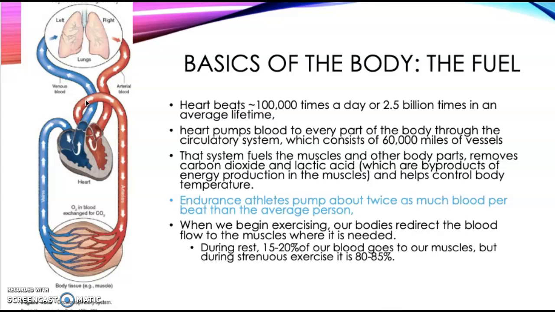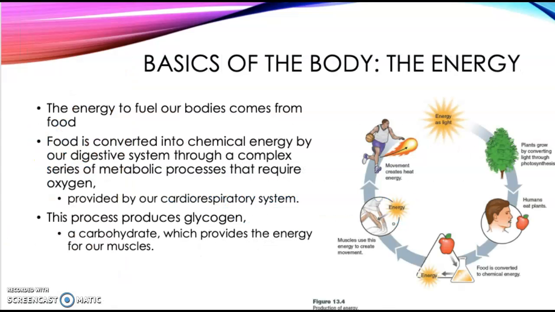It diverts that blood to our muscles. So it sends 80 to 85% of the blood in our body to our muscles so that it can deliver the amount of nutrients, including oxygen, that it needs to produce energy. Okay, so what is this energy that we're talking about?